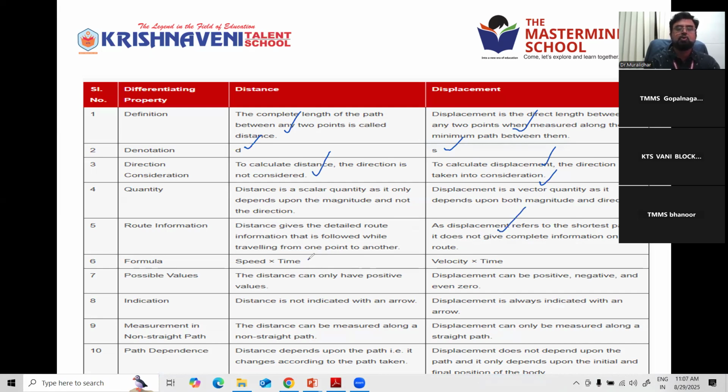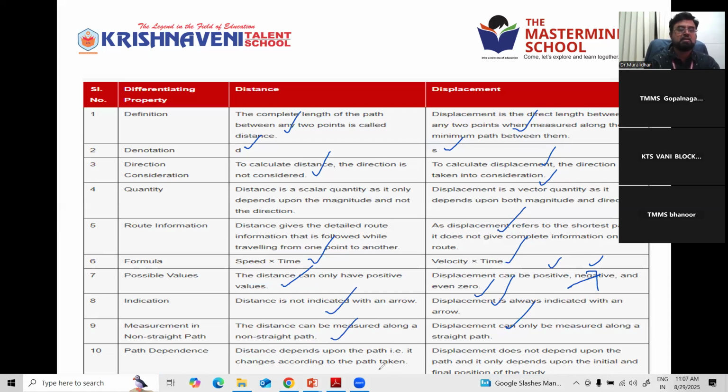Distance is given by speed into time. Displacement is nothing but velocity into time. The distance can only have positive values. Displacement can have positive, negative, and even 0 values. Distance is not indicated by an arrow. Displacement is indicated by an arrow. The arrow indicates the direction it is going, whether north, east, west, or south. The distance can be measured along a non-straight path. Displacement is only measured along the straight path.